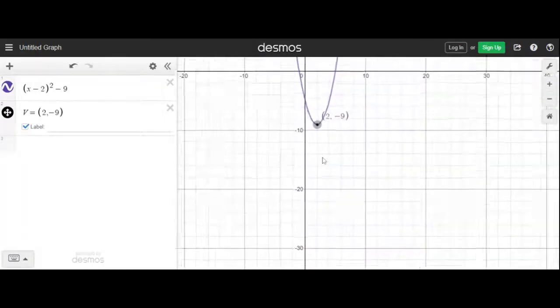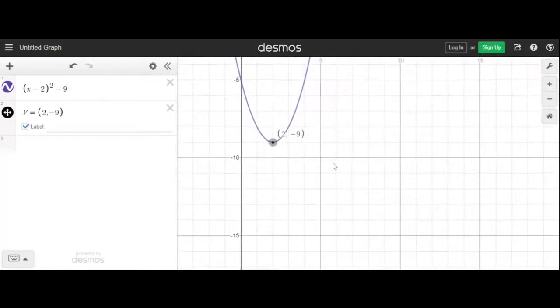It's a long graph. But the question is, what is the lowest value that our function takes on in terms of the y value? You guys can post that answer in the chat if you know what that lowest y value is. Nicholas, yes. The lowest y value is minus 9.